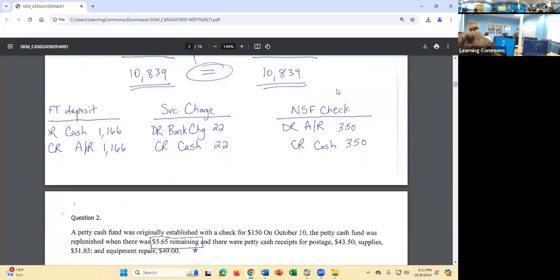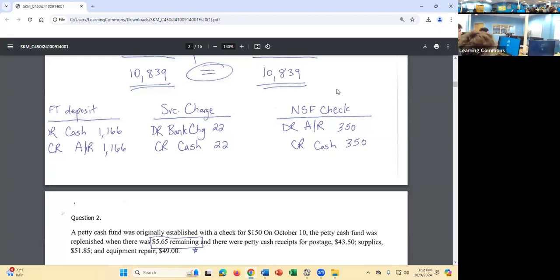So whenever we do that, to establish it, we debit petty cash and we credit cash for $150. That's to establish the fund. What happens is we take the money out of our checking account and we put it in our petty cash box. It's like a little lock box. Then we have these small purchases. So I would give you some money and you would go to the store, you would buy whatever we needed, you bring me back the change, and you bring me back the receipt.